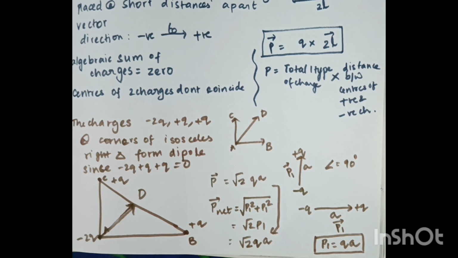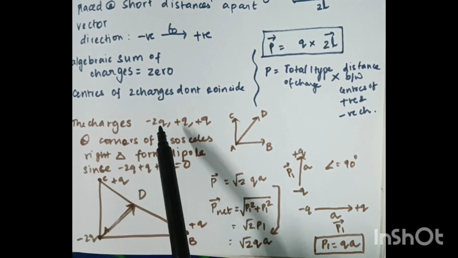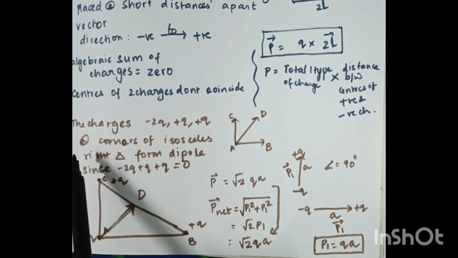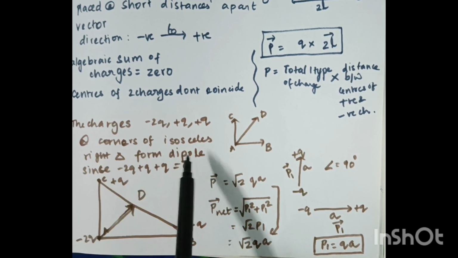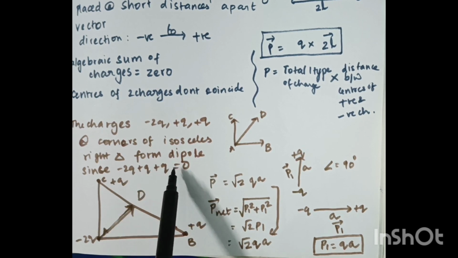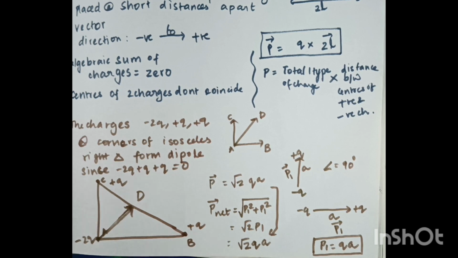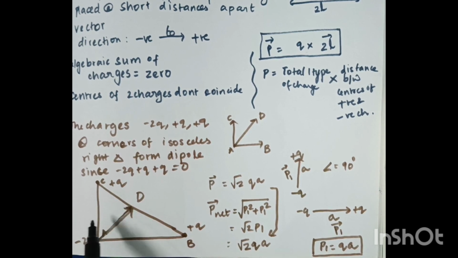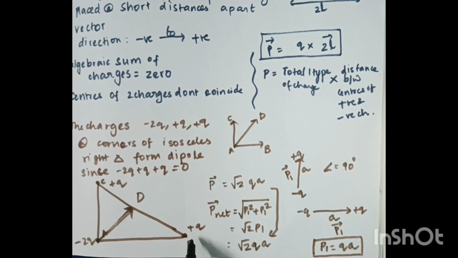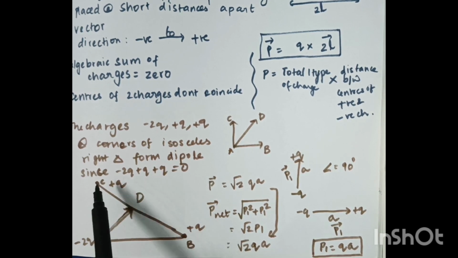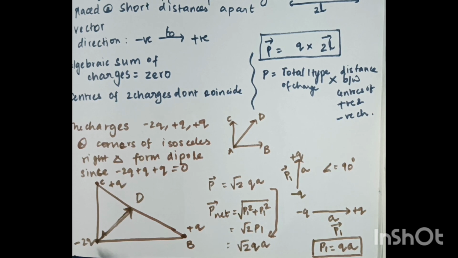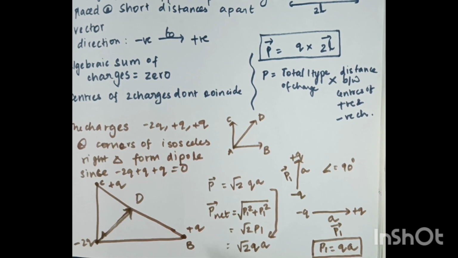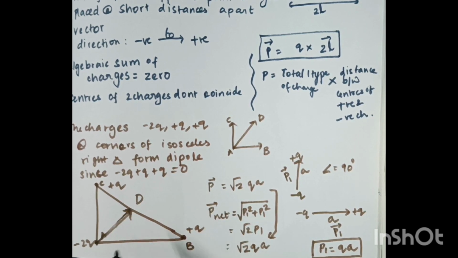Let us learn one more thing. Three charges, minus 2q, plus q and plus q, at the corners of an isosceles right triangle form a dipole because minus 2q plus q plus q equals 0. Here there is a charge minus 2q at A, and it is B, it is C. The distance AB equals BC. It is a right angled isosceles triangle, and at B and C we have positive charges plus q, and at A we have charge minus 2q. Now this forms a dipole because the algebraic sum of the net charge is 0. So it has a dipole moment.